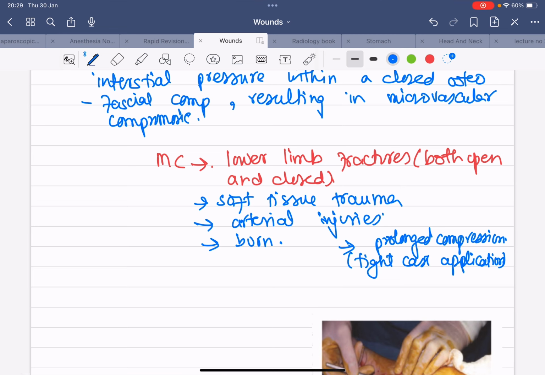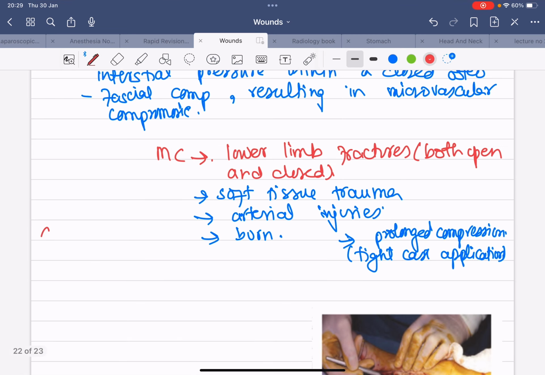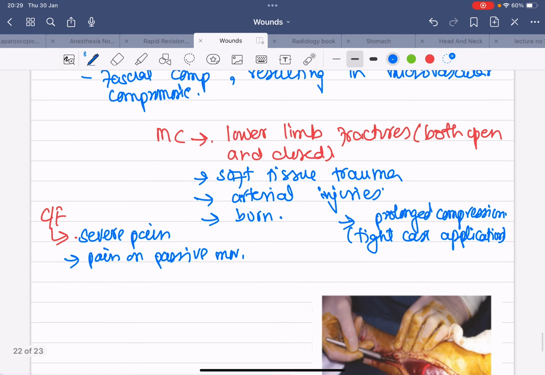So what will be the clinical features of the patient? Number one, the patient will develop severe pain. Second, pain on passive movements of the affected compartment. Number three, paresthesia, that is loss of sensation. And the late sign will be absence of distal pulses. It is the late sign, absence of distal pulses.